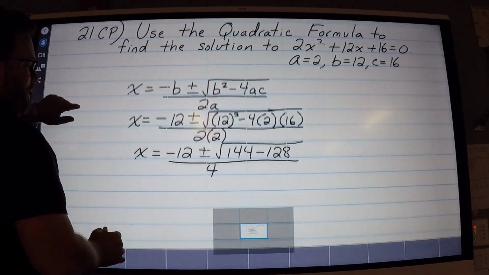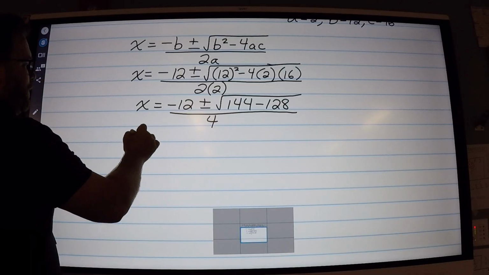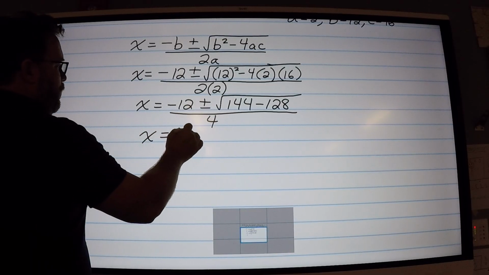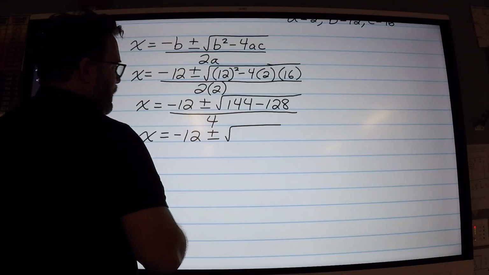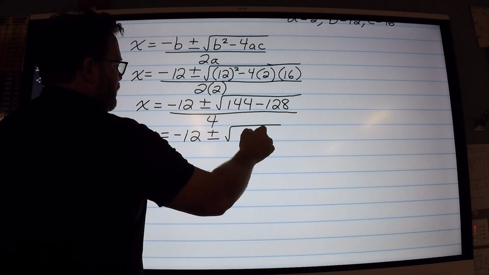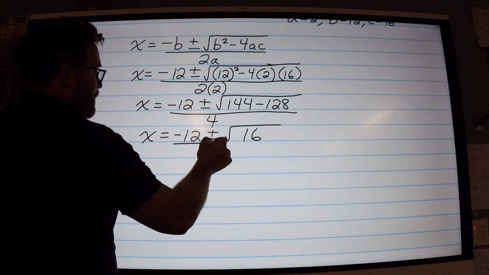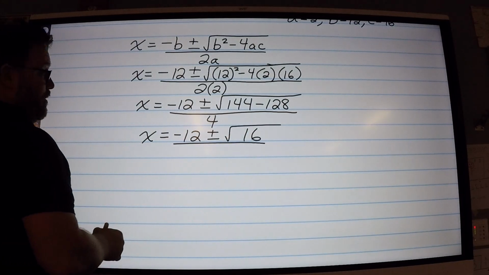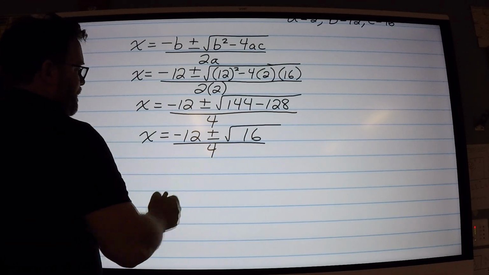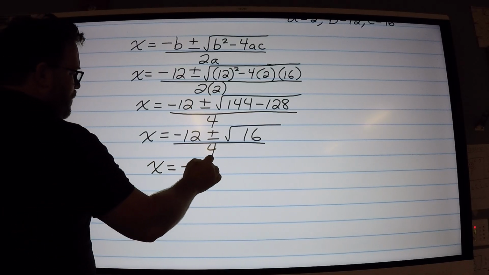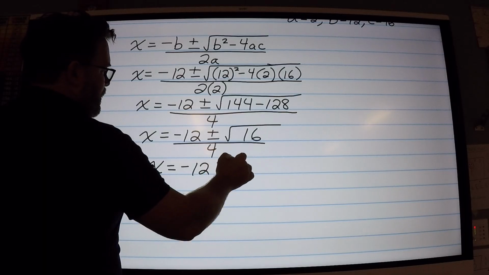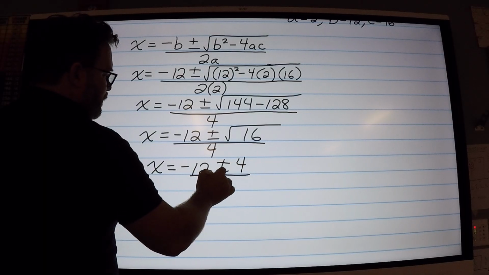Okay, if we continue to work this out, 144 minus 128 is 16. So we have, sorry, negative 12 plus or minus the square root of 16 over 4. The square root of 16 is 4. So we have negative 12 plus or minus 4 over 4.